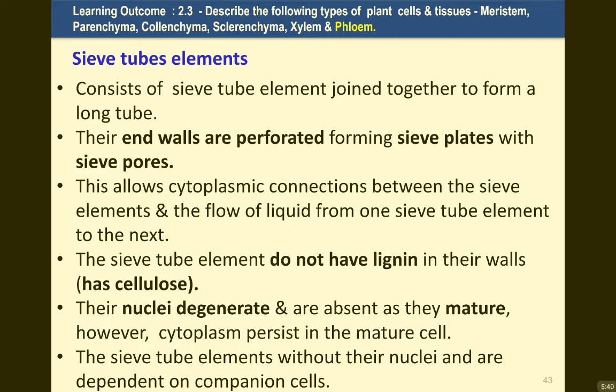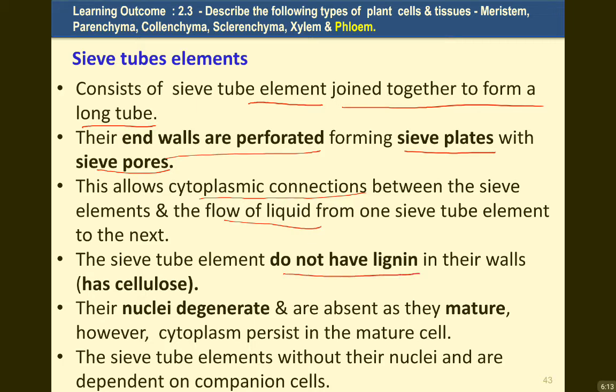So for sieve tube elements, there are many elements, same like our vessel elements just now. They join together to form a long tube. So the end walls are perforated, means they have holes, to form the sieve plates with sieve pores. Okay, this allows the cytoplasmic connection between sieve elements and the flow of liquid from one sieve tube element to the next. Okay, sieve tube elements have no lignin in their cell wall, but they have cellulose in their cell wall because it's a living cell.